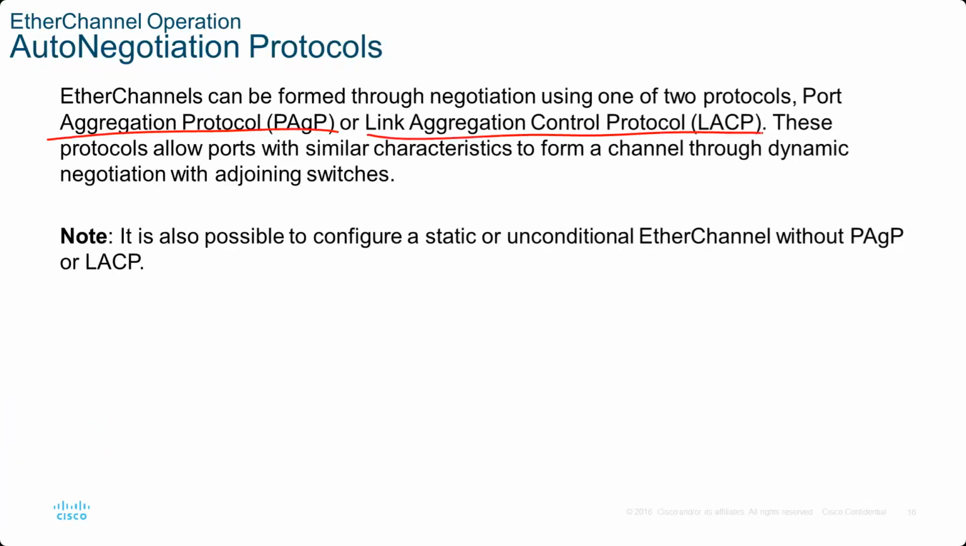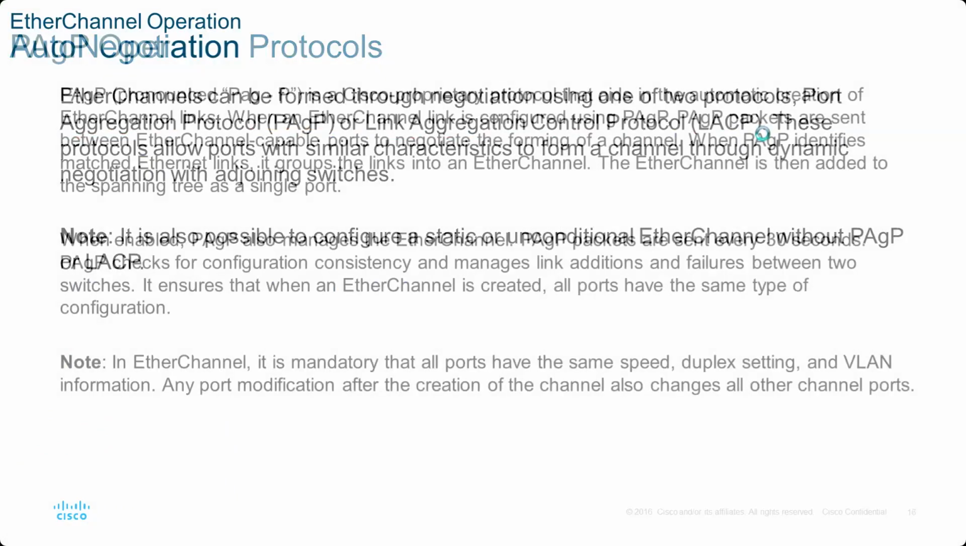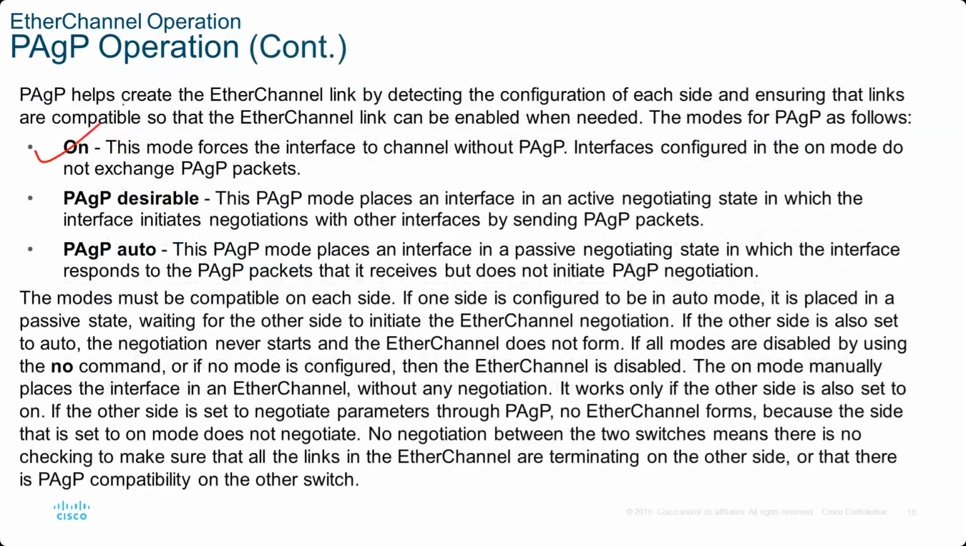Now, how they actually operate is that PAGP has 3 modes. One is the on mode. On mode is a normal switch operation, without any link aggregation. And PAGP desirable is a mode that places an interface in an active negotiating state, in which that particular port initiates a link aggregation with the other side of the switch.